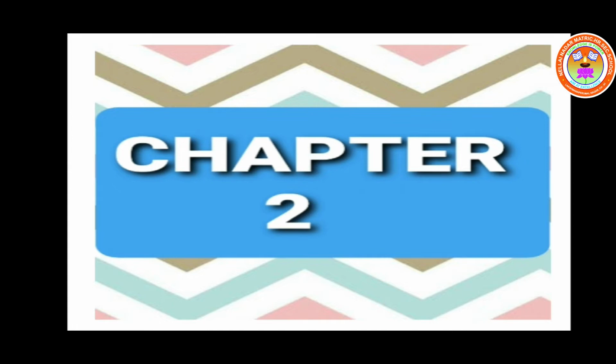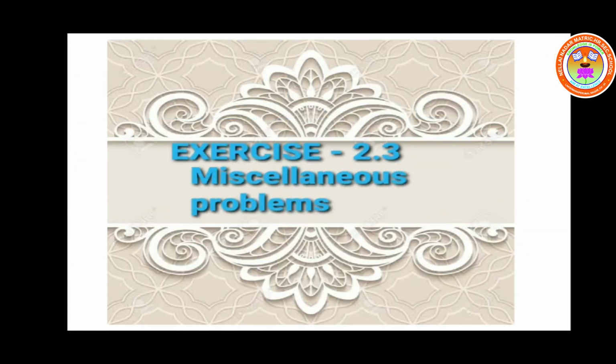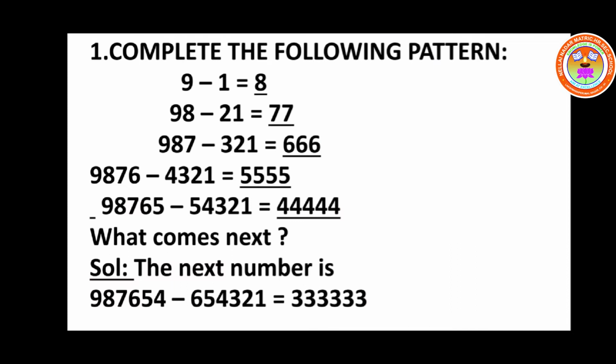Chapter 2. Today we will continue our chapter 2. Exercise 2.3. Problem number 1. Complete the following pattern. Already you have learned in detail about the pattern, children. So let us do this problem. Complete the following pattern. 9 minus 1 is equal to 8. You know that when you subtract 1 from 9, you will get the answer 8. Like that, 98 minus 21 equal to 77. When you subtract, you will get 77.